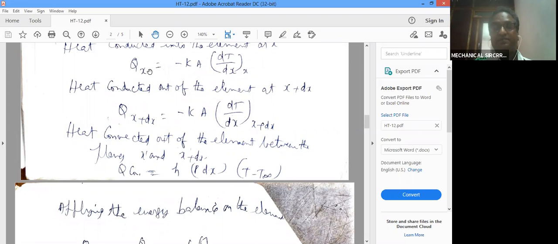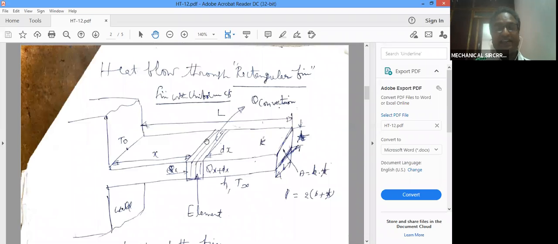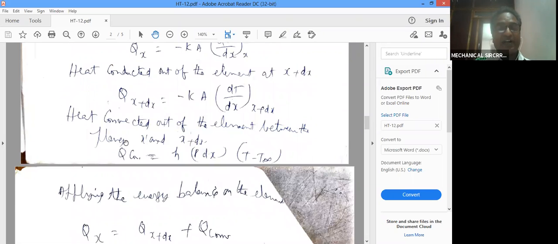Besides qx and qx plus dx, there is heat convected out of the element between the planes x and x plus dx. Convection heat transfer, Q convection, is equal to hA delta T. So from this element of thickness dx, heat is coming out, known as Q convection. But how do you calculate Q convection? Q convection is hA delta T.